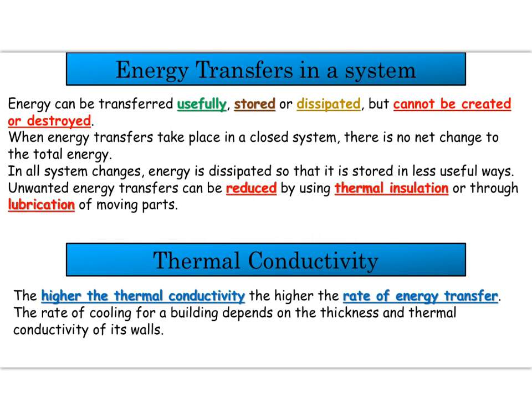As we look at thermal conductivity, you need to be aware that the higher the thermal conductivity, the higher the rate of energy transfers. And that makes sense because a more conductive material will transfer energy through at a quicker rate. You should also be aware then that the rate of cooling for a building depends on the thickness of the walls and also the thermal conductivity of the walls as well. So you can reduce the rate of cooling by increasing the thickness or reducing the thermal conductivity.